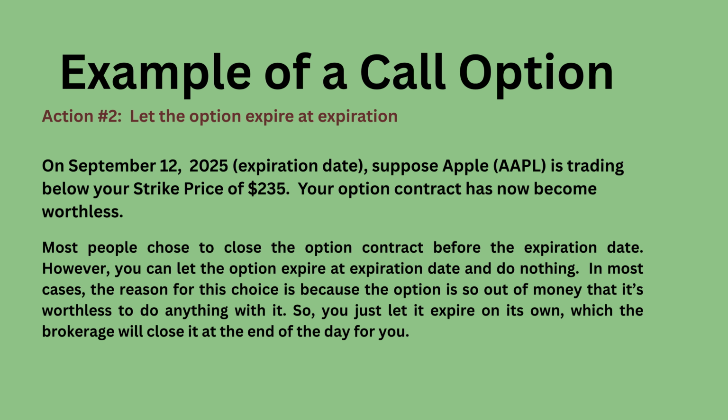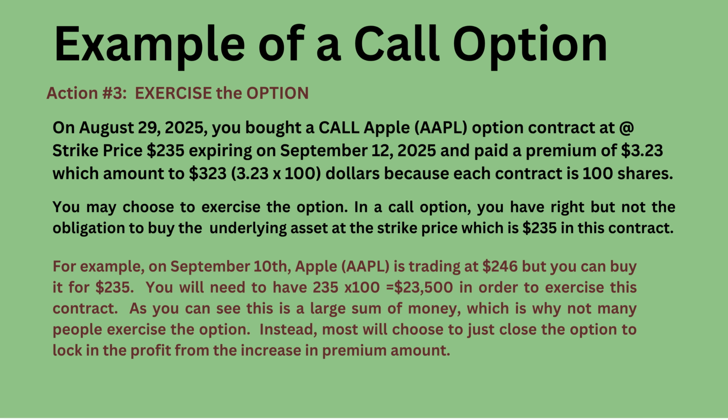Let's look at action number 3 where you choose to exercise the option contract. Remember, when you buy a call option, you have the right but not the obligation to purchase the stock at the strike price you picked. For example, on September 10, Apple is trading at $246, but you can buy it for $235. You will need to have 235 times 100 equals $23,500 in order to exercise this contract. As you can see, this is a large sum of money, which is why not many people exercise the option. Instead, most will choose to just close the option to lock in the profit from the increase in premium amount.